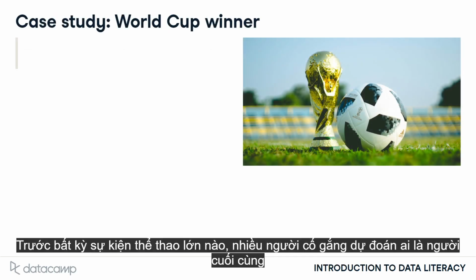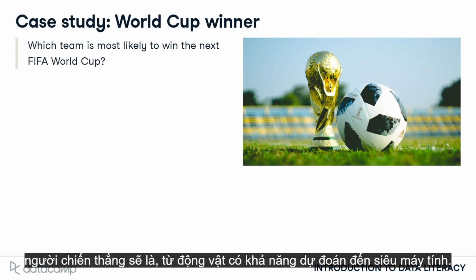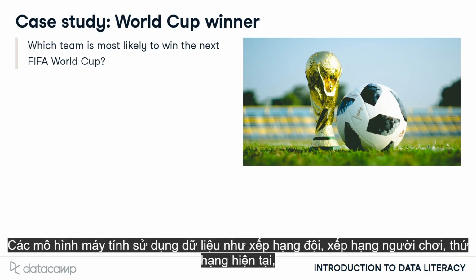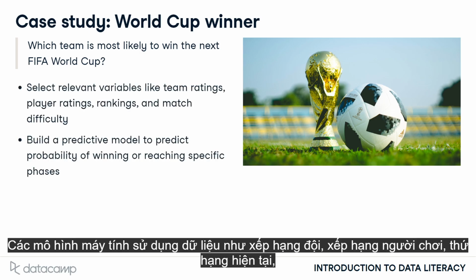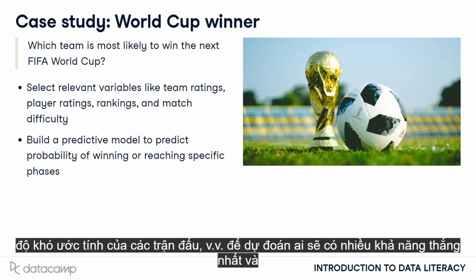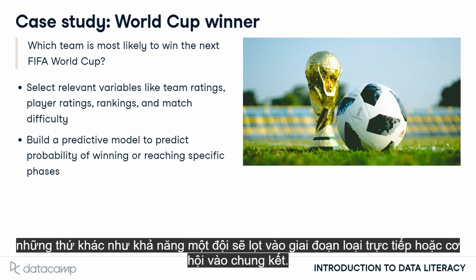Before any great sports event, many try to predict who the eventual winner will be, from animals with predictive ability to supercomputers. The computer models use data like team ratings, player ratings, current rankings, estimated difficulty of the matches, and so on to predict who will most likely win and other things, like how likely a team will reach a knockout phase or the chances of getting to the final.